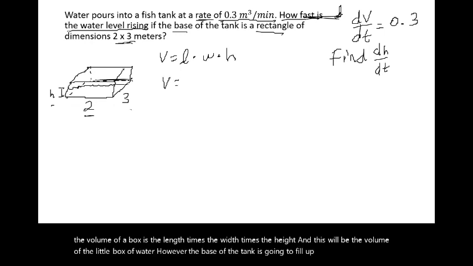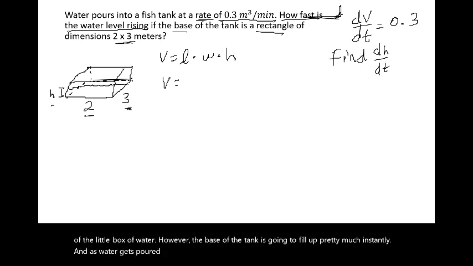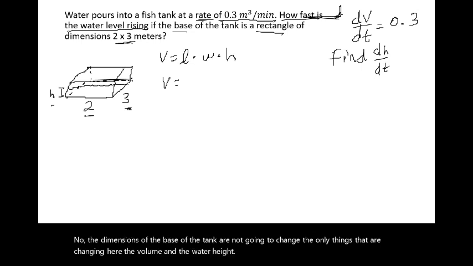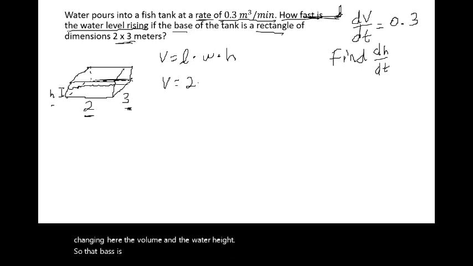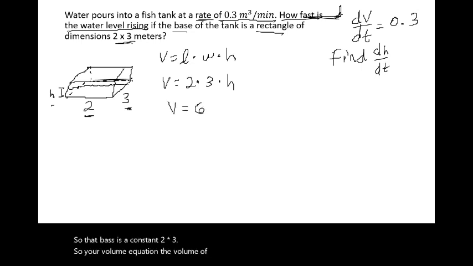And as water gets poured in, are the dimensions of the base of the tank going to change? No, the dimensions of the base of the tank are not going to change. The only things that are changing here are the volume and the water height. So that base is a constant 2 times 3. So your volume equation, the volume of the box of water, can be simplified down to V equals 6H.